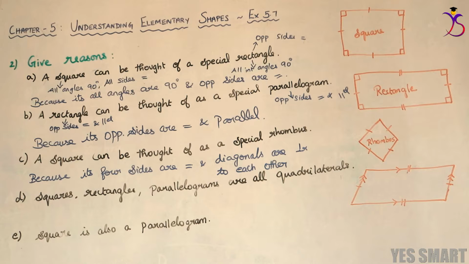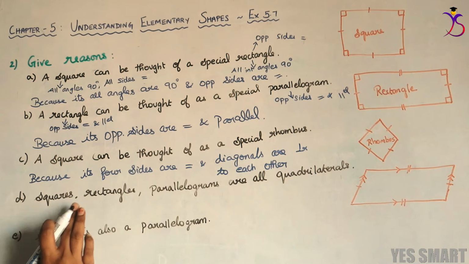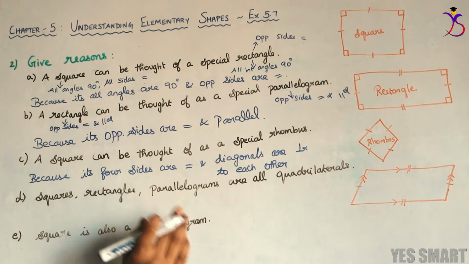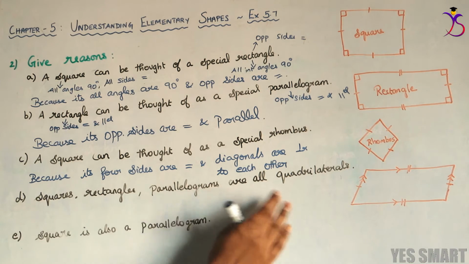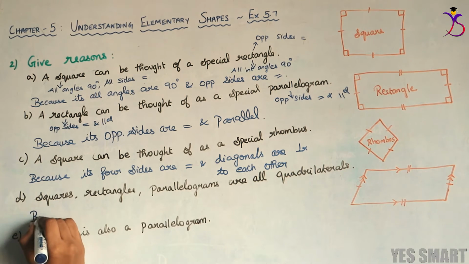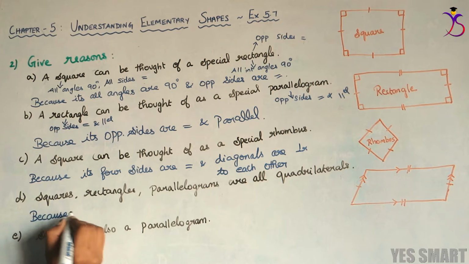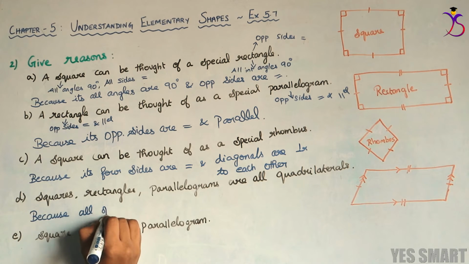Now, squares, rectangles, parallelograms are all quadrilaterals. Of course, they are quadrilaterals because we knew that a quadrilateral is a figure which has four sides. Hence, squares, rectangles, parallelograms are all quadrilaterals because all of them have four sides.